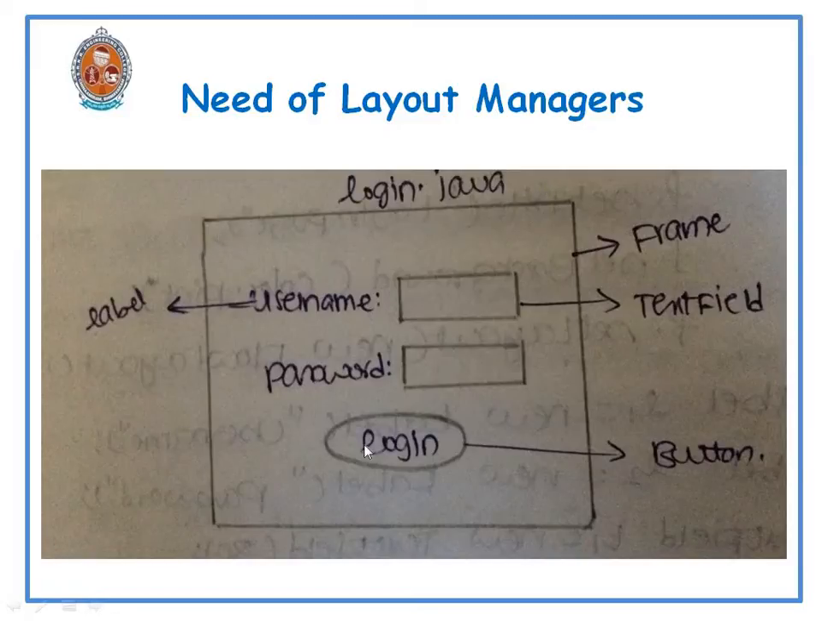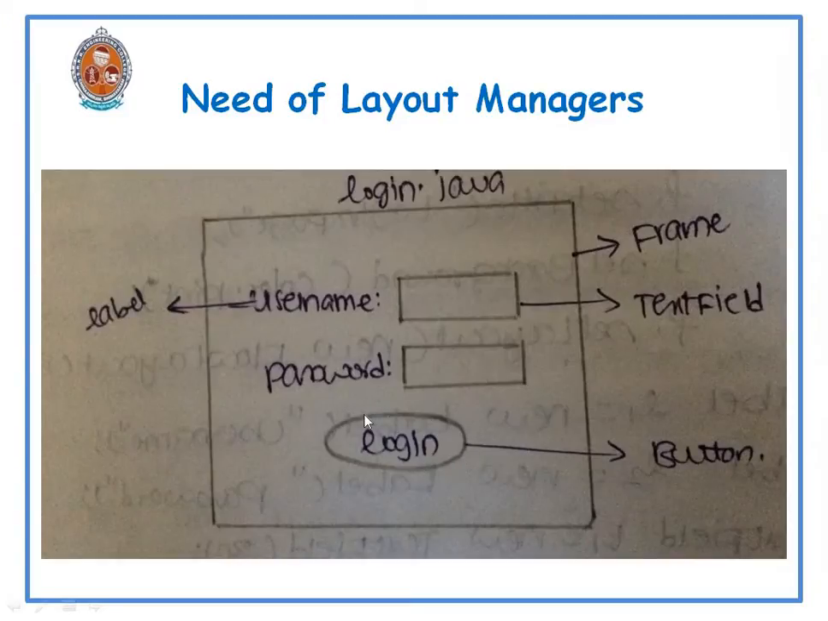This is the frame, and I have created 5 components. 2 components are labels, the first one is username and the second one is password, 2 components are text fields, and the last component is a button. But I didn't mention any layout manager. So by default all the components are overlapped with the last added component if we don't mention any layout manager. Here the last added component is the button, so all the remaining components are overlapped with the button. That means only the login button is displayed on the frame. That is the problem without adding layout managers in our frame.